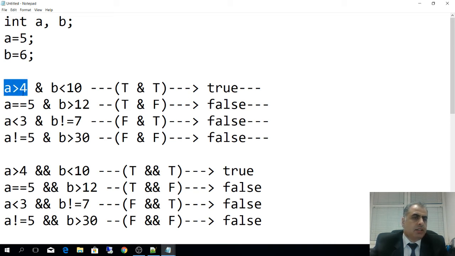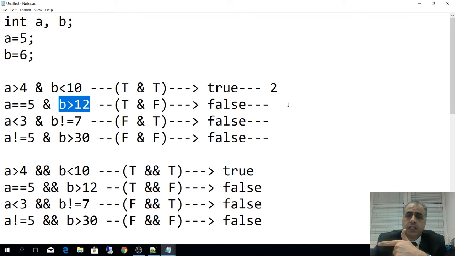So A is greater than 4. Is it true? Yes, it is true. So it is 5, it is true. B is less than 10. Is it true? Yes. Both of them are true, then result is true. So as you see, I check this, I check this, and we have 2 processes. The next one. A is equal to 5. Is it true? Yes. This is the first process. B is greater than 12. Is it true? It is false. This is the second process, and the result is false. So we have 2 processes.